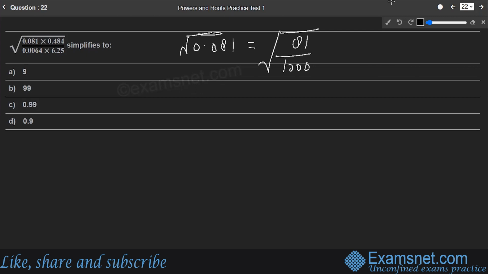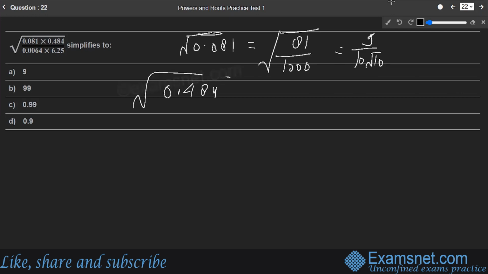We are supposed to find out the simplification of this. The under root of 81 is going to be 9, and the under root of 1000 can be written as 100 into 10, so that is 10 root 10. So it is always going to be 9 divided by 10 root 10. Similarly, we can find out the under root of 0.484.